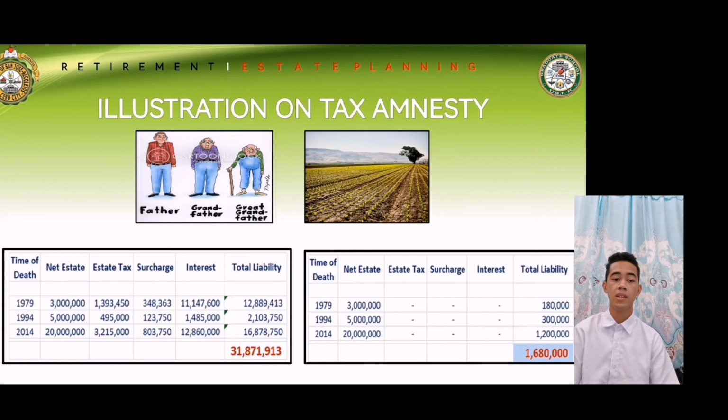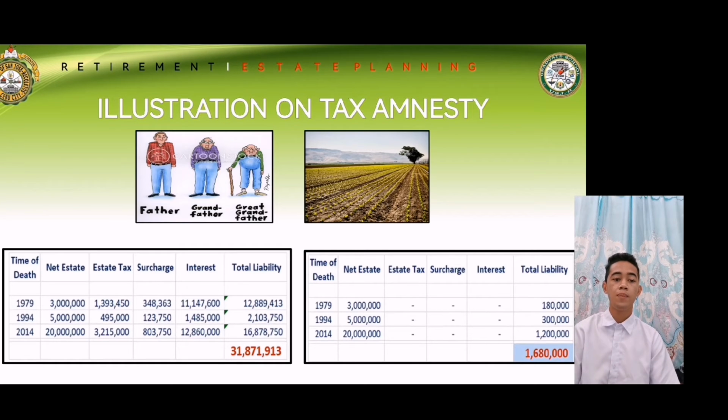The estate tax is 495,000. The surcharge is 123,750. The interest is 1,485,000. So the total liability is 2,103,750. In 2014, the net estate is 20 million.